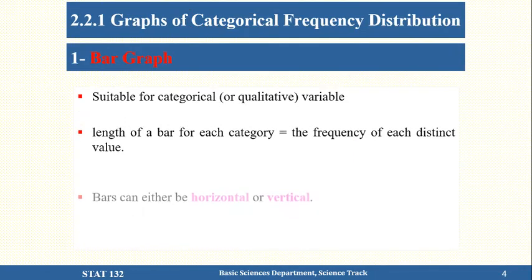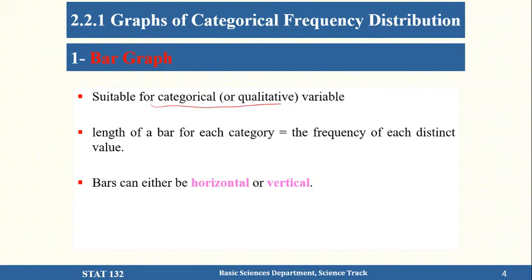Bar graph, it's suitable for categorical variable. Length of a bar for each category is equal to the frequency of each distinct value of the category. And the bars can be horizontal or vertical. Okay, let's see this example here, how it is done.